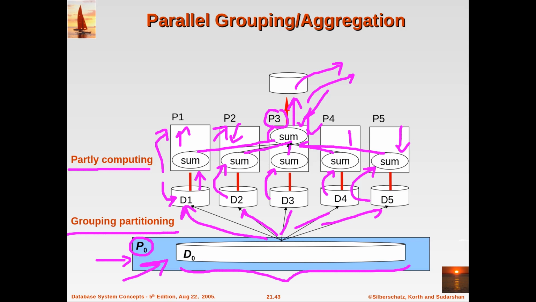A single processor with a large relation will take more time to find the grouping or aggregation, compared with the situation where we have multiple processors available and the aggregation is distributed among those different processors. I hope it is clear on parallel grouping or aggregation.